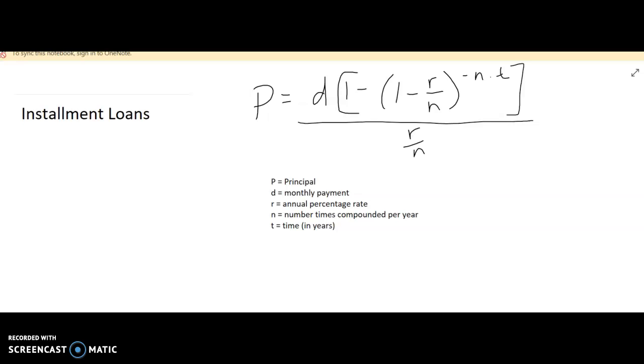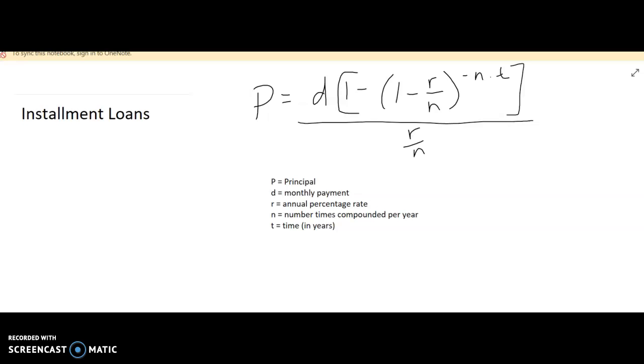All right, let's talk installment loans. Now, this formula looks a little funky. It's involved. So, an installment loan is basically any kind of loan that you make installment payments on, right? If you make a monthly payment, so a car loan, a boat loan. I don't know who buys boats, but a boat loan.